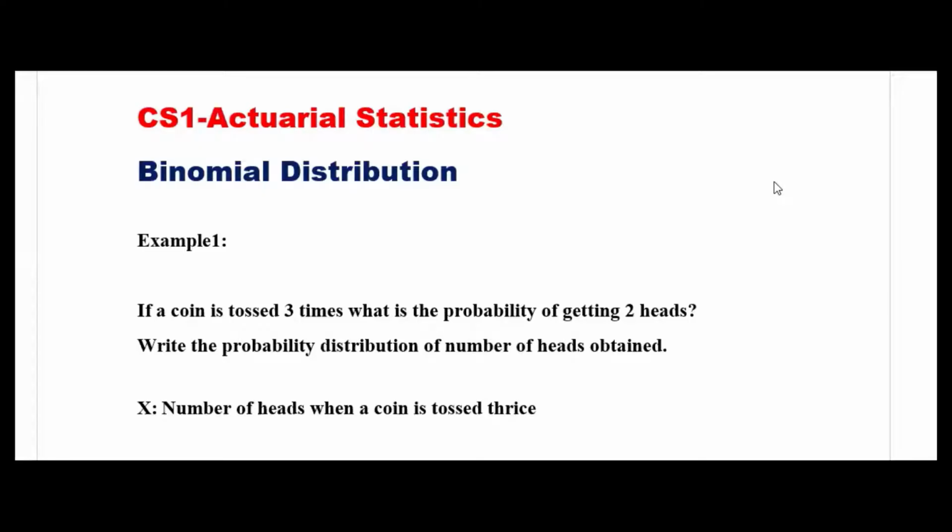We'll start with binomial distribution today. This is the first discrete distribution. I'm starting with one example. If a coin is tossed 3 times, what is the probability of getting 2 heads? This is the first one. And the second one is: write the probability distribution of the number of heads obtained.